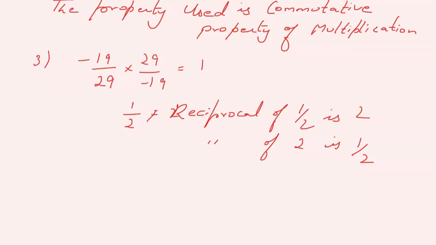This reciprocal is also called multiplicative inverse. That is, when you multiply a number with its own reciprocal, then the result is identity 1. The result is 1. When you multiply a number with its reciprocal, that is, this is a number minus 19 by 29 and its reciprocal is 29 by minus 19, when you multiply both, you get the result 1.